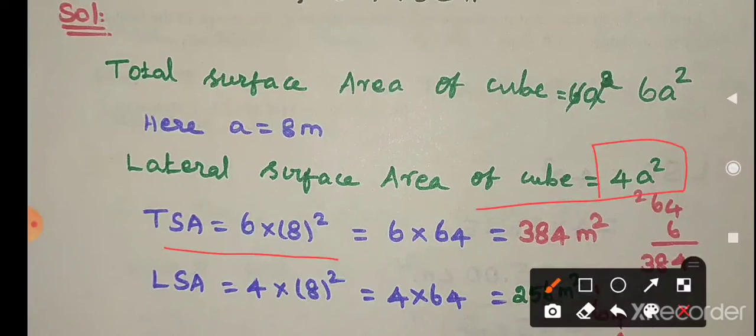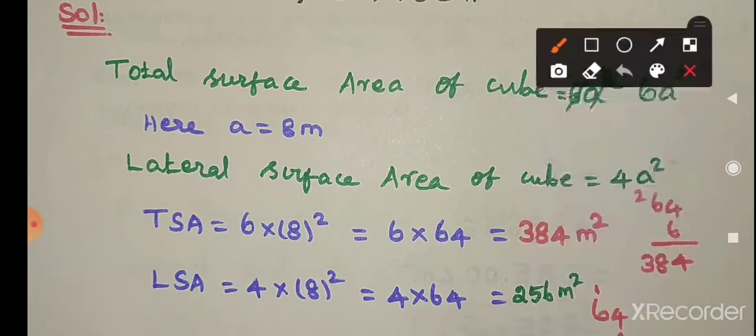TSA is equal to 6 into a square, a is 8. So 8 square, 8 into 8 is equal to 64. Then 6 into 64: 4 into 6 is 24, here 4 balance 2, 6 into 6 is 36 plus 2 is 38. So the answer is 384 meter square. The TSA of the cube is 384 meter square.